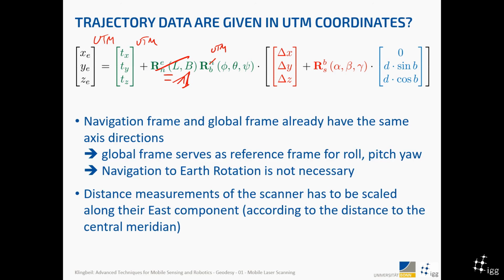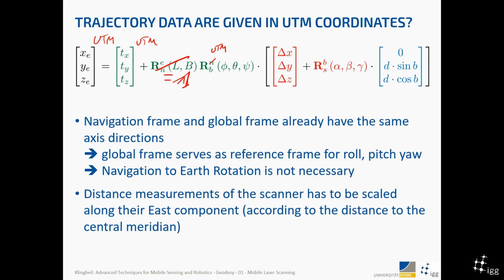And this then is also given in UTM. So that means when our x, y, z position is given in UTM, then we are already in a global system once we rotate it from the body frame to the UTM frame. So we can basically skip the navigation system in this case, because the final frame, the goal frame, has already the same orientation as the navigation frame. So then our roll, pitch, yaw angles make sense to us, and they have the same orientation as the navigation system. So it simplifies things a little bit, right?